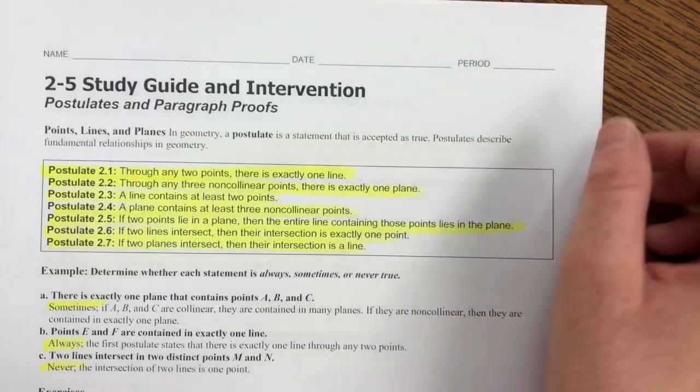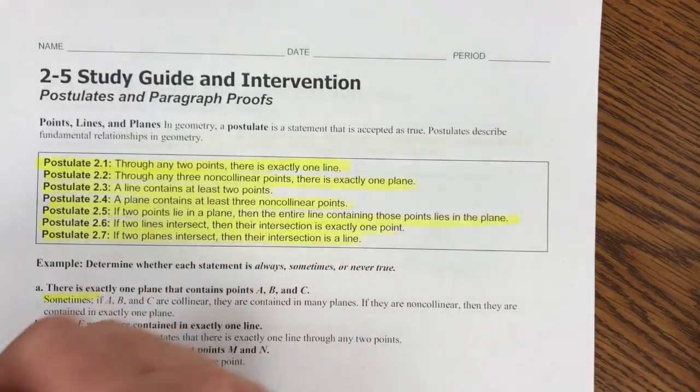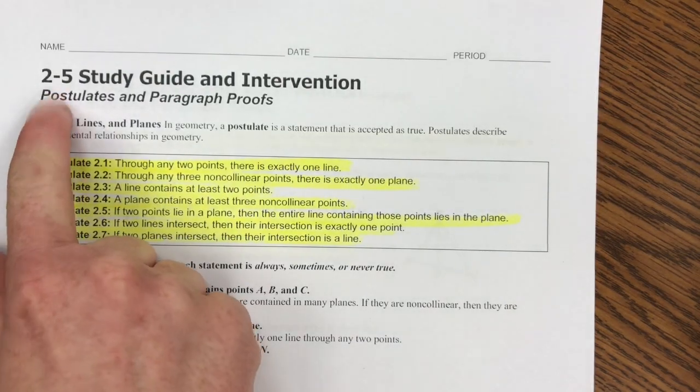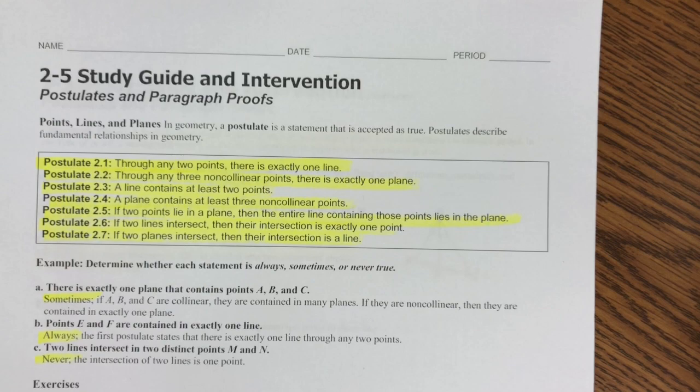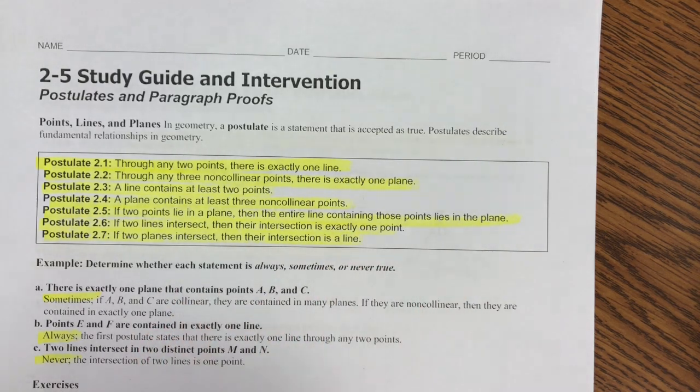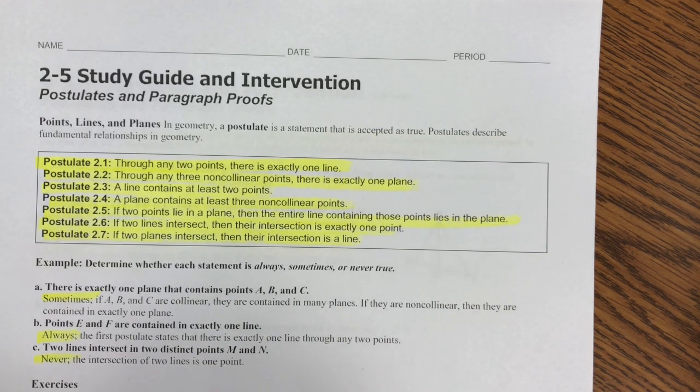Okay, so for our first lesson in chapter 2, we're skipping the first 4 lessons. You guys have already kind of reviewed those, and we're skipping right to lesson 5. So we're talking about postulates and paragraph proofs. Out of the 3 lessons that you're going to be doing this week, this is probably the one I'm going to stress the least. As long as you understand the basic idea, that's the main point of this, okay?